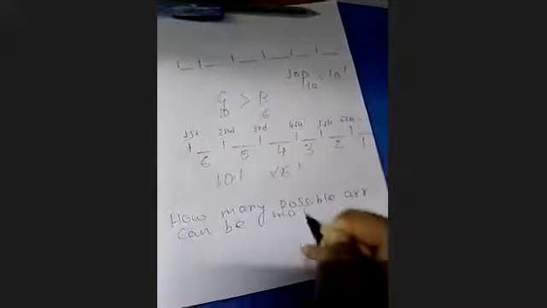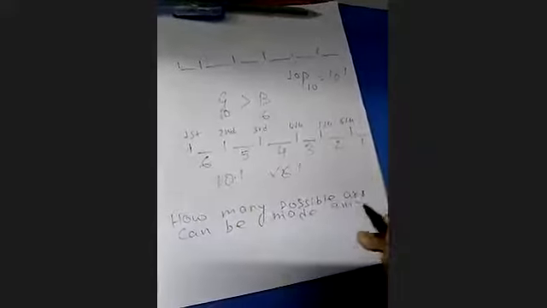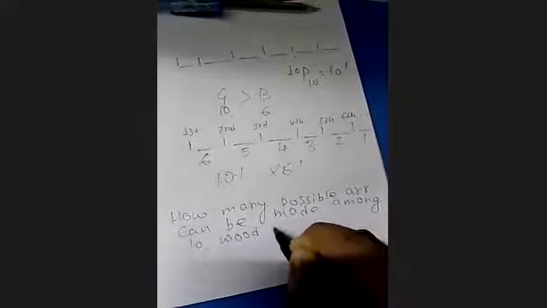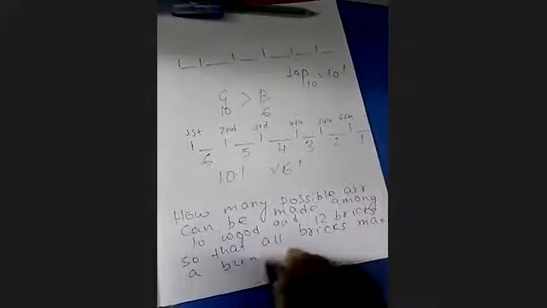Okay. Now try to do this question. How many possible arrangements can be made among 10 wood and 12 bricks so that all bricks make a bundle? All bricks make a bundle. So try to do this question.